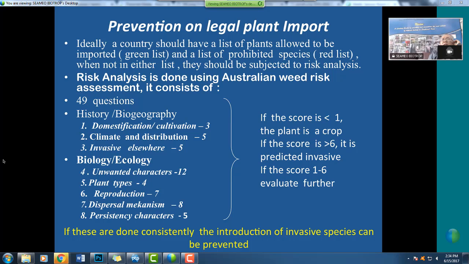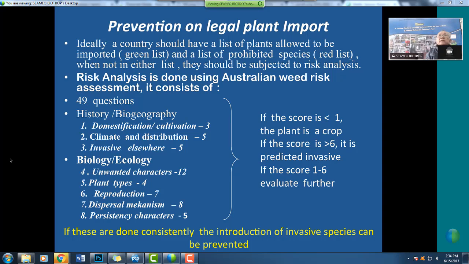Ideally a country should have a list of plants allowed to be imported, that is green list, and a list of prohibited species, that is red list. When not in either list, they should be subjected to risk analysis as below.